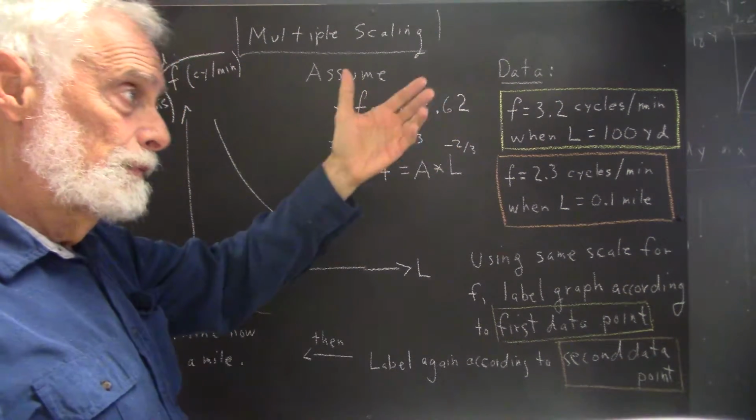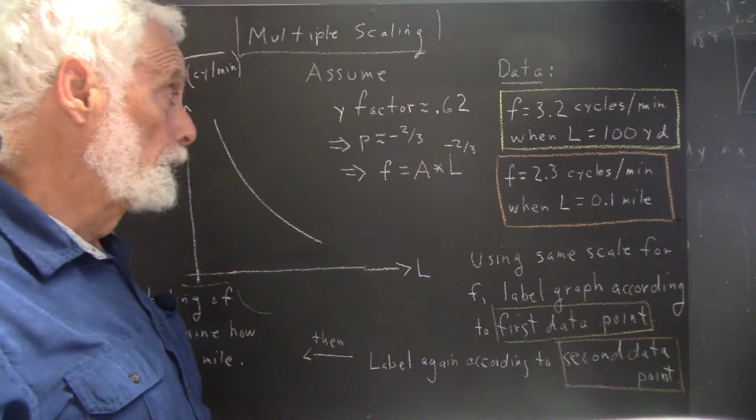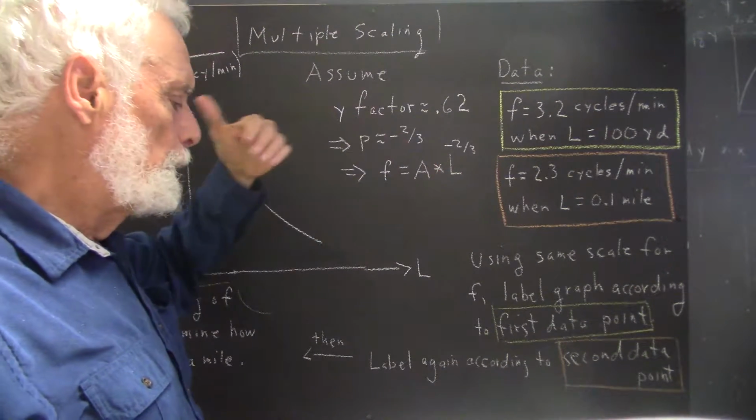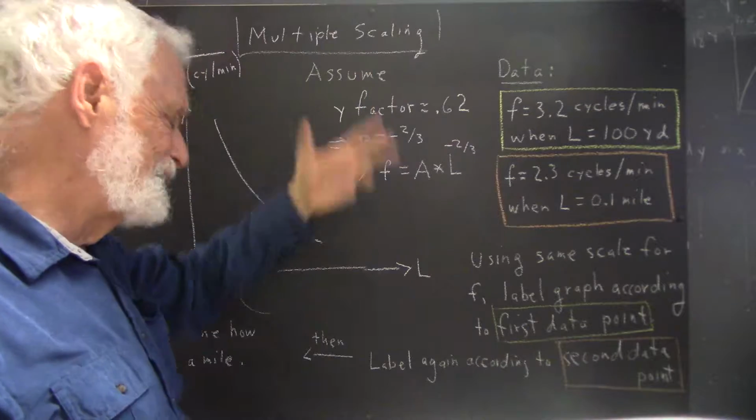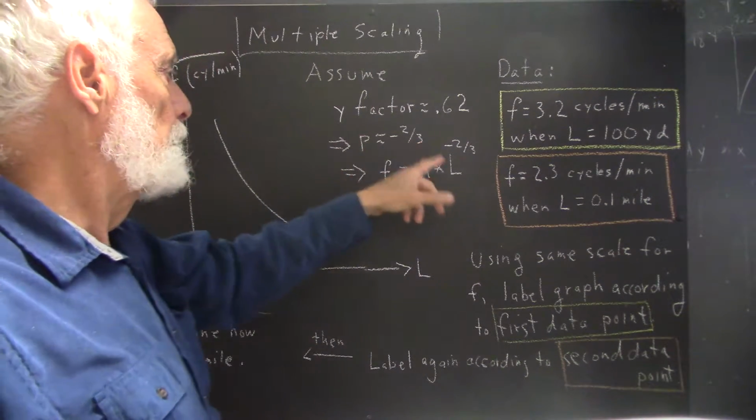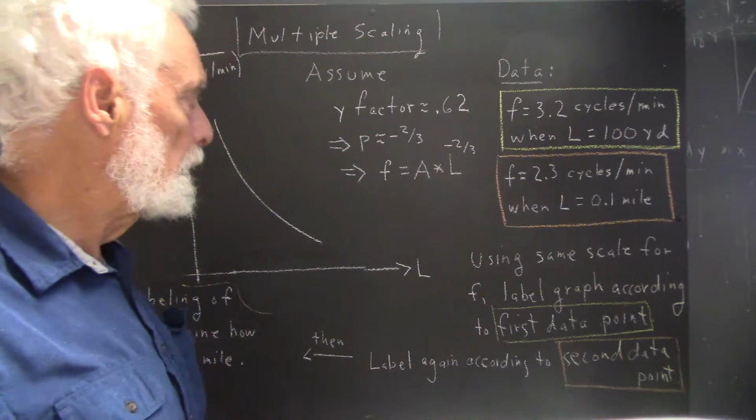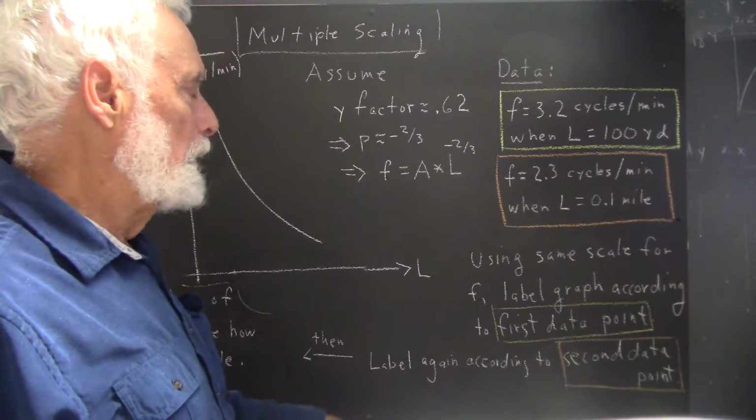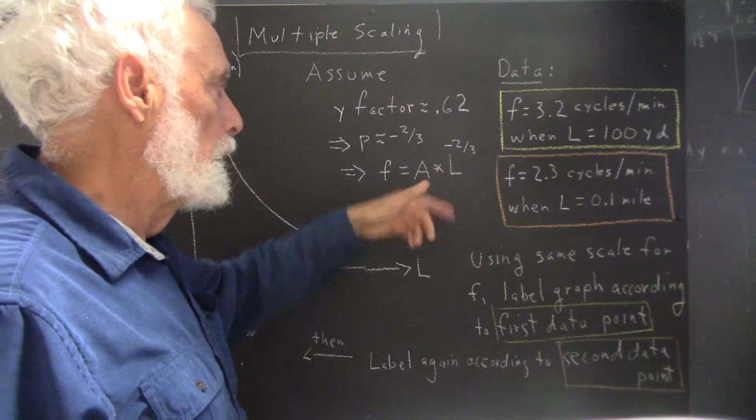Negative 0.667 would be negative 2/3, and this is about negative 0.688 or something like that. So very close. So we're going to assume the power is negative 2/3, meaning the reciprocal of the cube root of the square of the length.